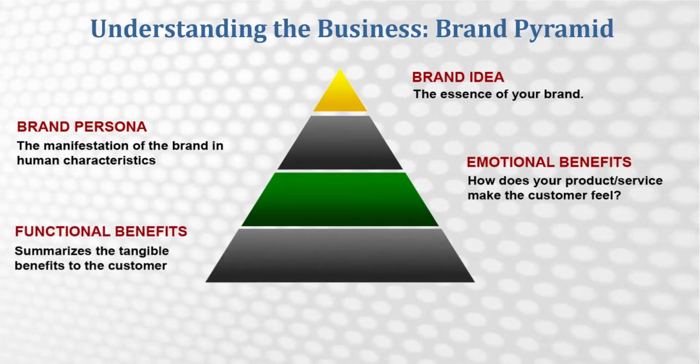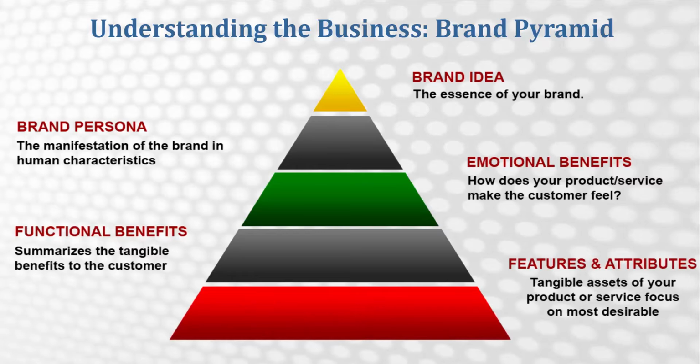The functional benefit includes summarizing of the tangible benefits of the customer. Like, for example, the benefits of the credit that has been given to you by some of the sites like Jabong.com, where you can buy the product and get some points which can be calculated in the further purchases that is being done from the site. Features and attributes includes the tangible assets which can be measured through your product or different services, which focuses on most desirable and differentiating factors.